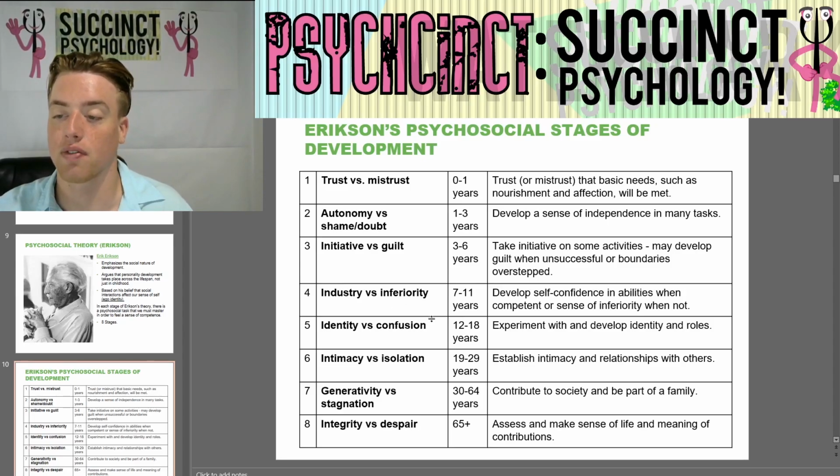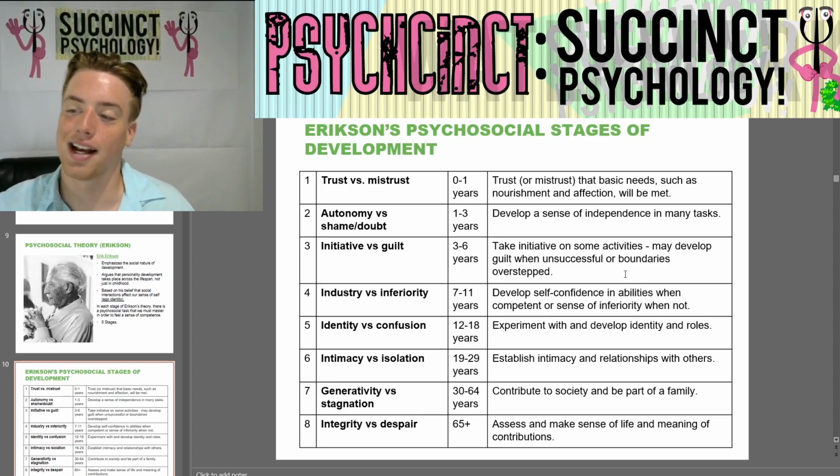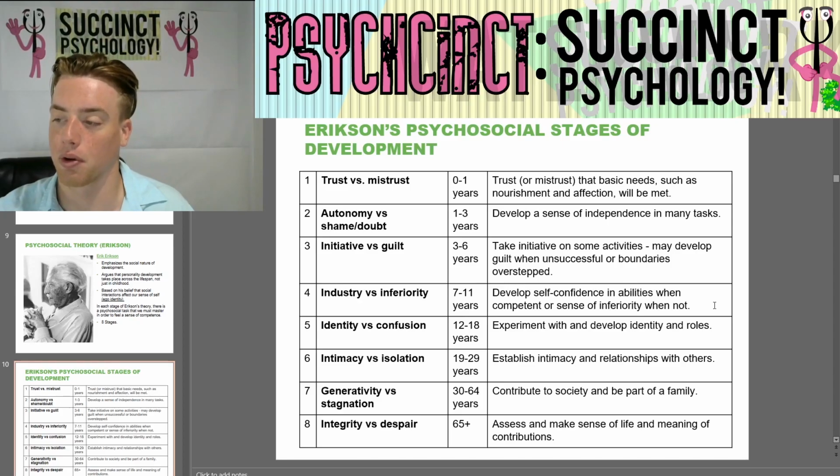4, we have industry versus inferiority, 7 to 11 years, develop self-confidence and abilities when competent or a sense of inferiority when not. 5, we have identity versus confusion, so 12 to 18 years, and experiment with and develop identity and roles.